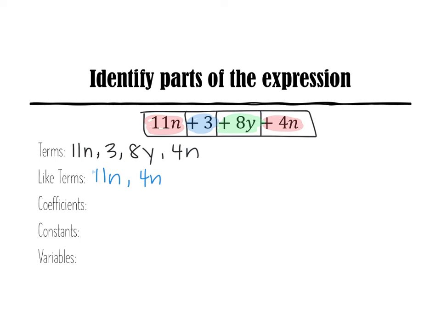Coefficients, those are my co-pilots. So I've got 11, 8, and 4. Those are paired with my variables. My constant is my one that's solo, which is going to be my 3. He's got no one with him, so my constant is 3. And then variables here, I've actually just got 2 variables. I've got n and I've got y.